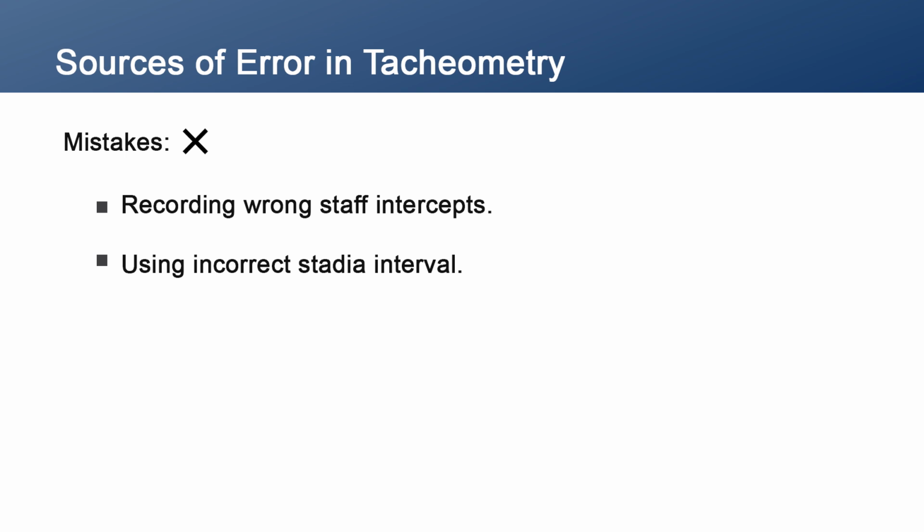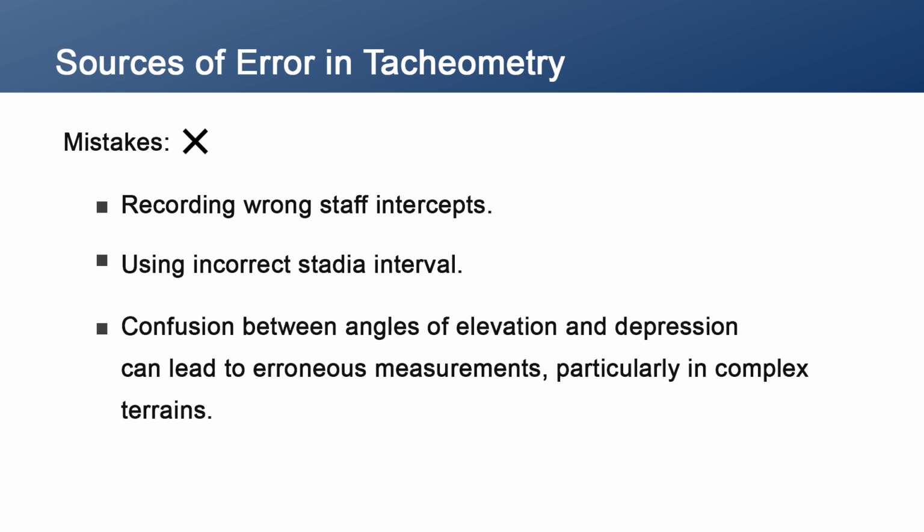Additionally, mistakes in tachymetry, like recording the wrong staff intercept or using an incorrect stadia interval, or confusion between the angles of elevation and depression, can lead to erroneous measurements, particularly in complex terrains. Ensuring the accuracy of tachymetric surveys requires meticulous attention to these details, as even small mistakes can compound, leading to significant errors in the final result. It is therefore important to maintain a high level of vigilance throughout the surveying process.